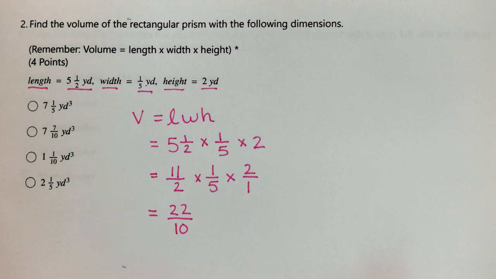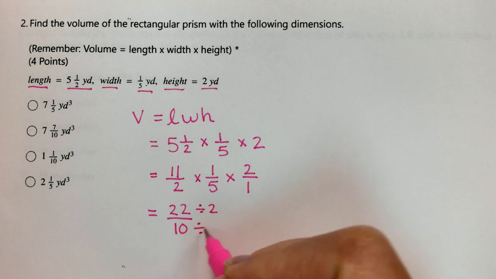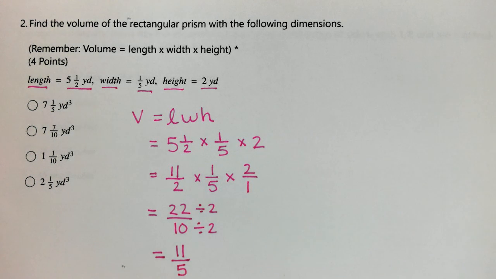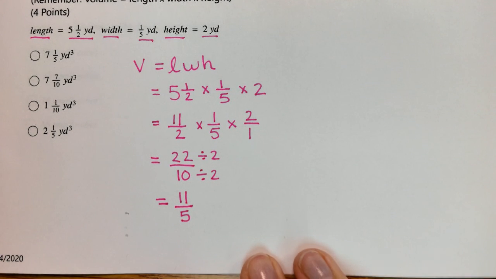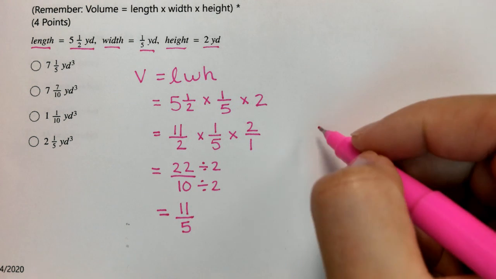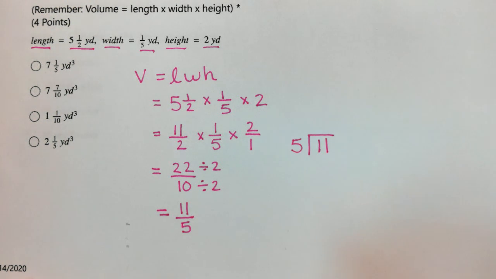So now from here, I need to just simplify. So I'm going to go ahead and divide top and bottom by 2. So 22 divided by 2 is 11. 10 divided by 2 gives me 5. So now I have an improper fraction, so I just need to change that to a mixed number. So I'm going to take 11 and divide that by 5.